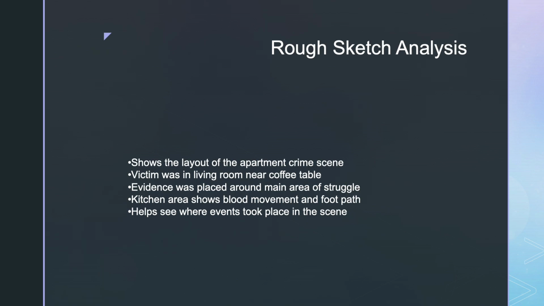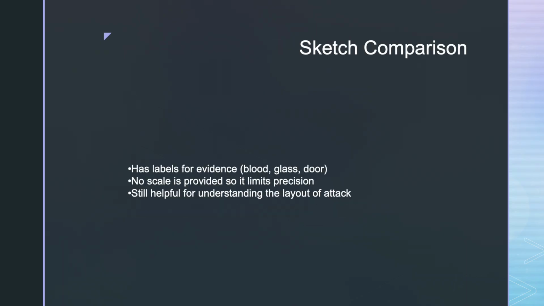Rough sketch analysis. The rough sketch shows the layout of the apartment crime scene. The victim is located in the living room near the coffee table, and most of the evidence is concentrated in that area. There is also evidence leading towards the kitchen, which suggests movement during or after the struggle.